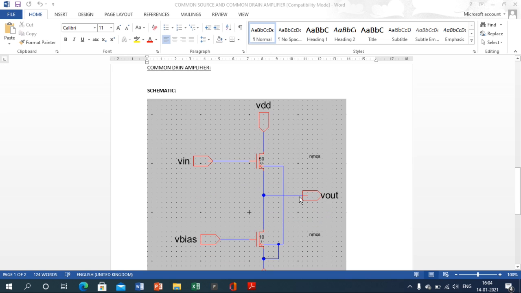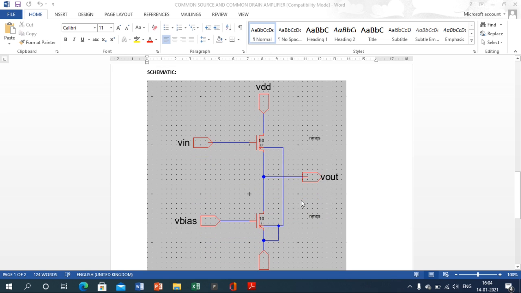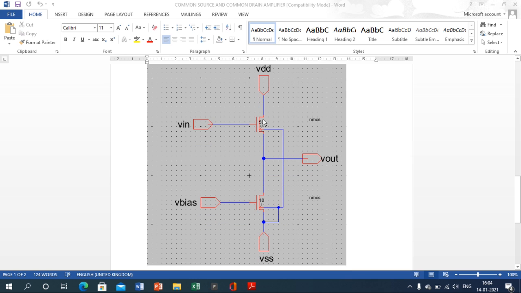Similarly, the third experiment is the common drain amplifier. When I come to the common drain, the PMOS is replaced by NMOS, because the NMOS has the same phase with respect to the input. If the input starts from 0, the output also starts from 0. Because of NMOS, the fourth terminal is directly connected to VSS. Only that is the change here, and the phase shift between the input and output is 0 degrees. When I come to the common source, there will be a 180 degree phase shift between the input and output. The remaining stuff is the same in common drain.